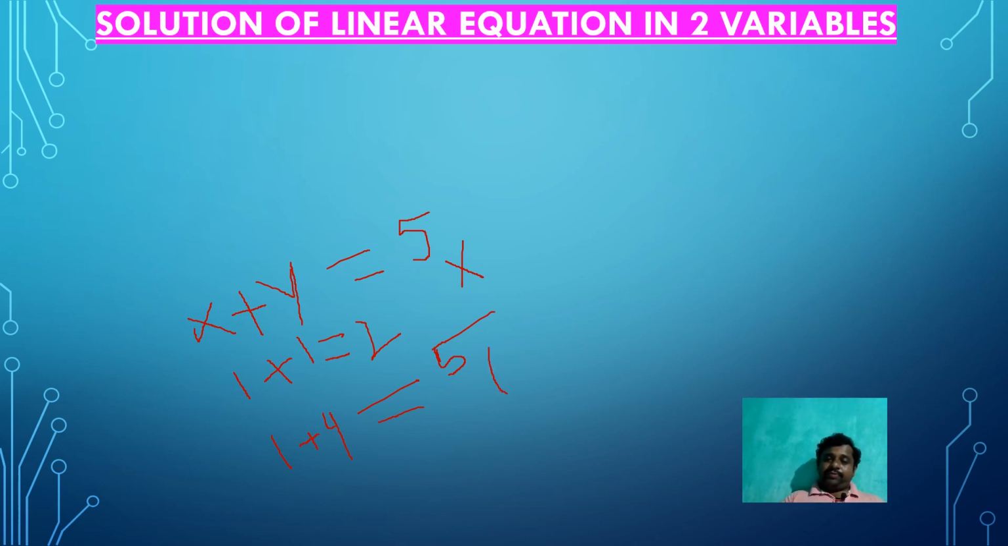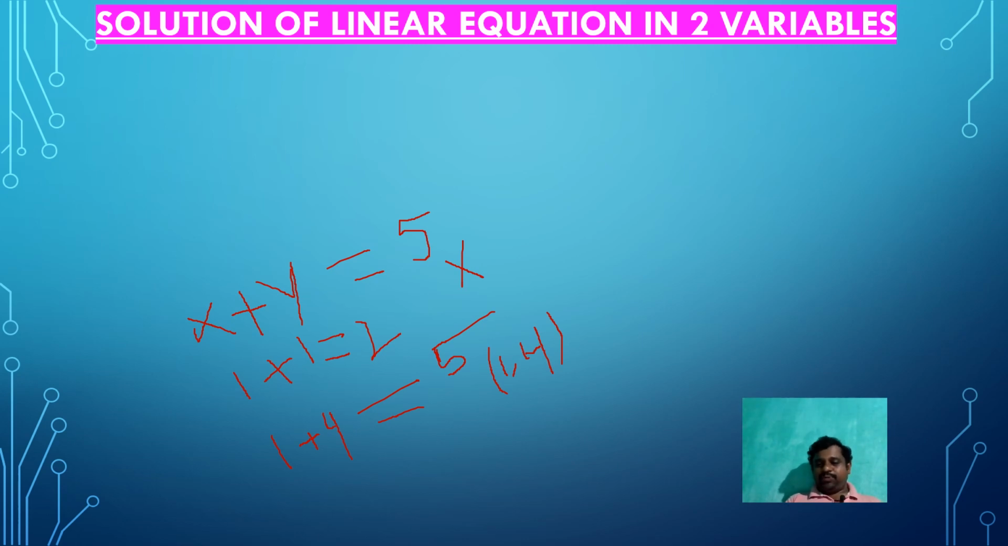If the value of x is 1 and the value of y is 4, it satisfies the equation. Then it is the solution for x plus y is equal to 5. Then if you take x is equal to 3, y is equal to 2; x is equal to 0, y is equal to 5; x is equal to 5, y is equal to 0; x is equal to 4, y is equal to 1.